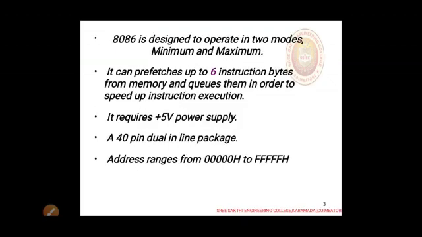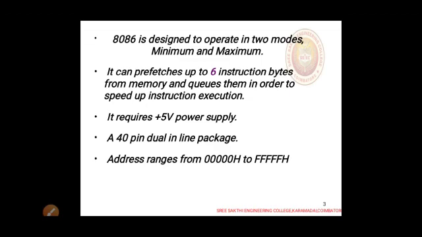8086 is designed to operate in two modes, minimum mode and maximum mode. If you want to select minimum mode, you have to set 1 at the minimum/maximum pin of the 8086 processor. If you want to select maximum mode, you have to put 0 at the minimum/maximum pin of the 8086 processor.